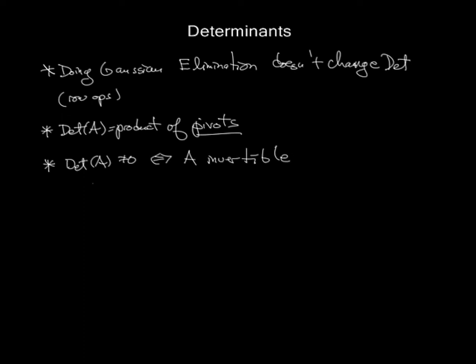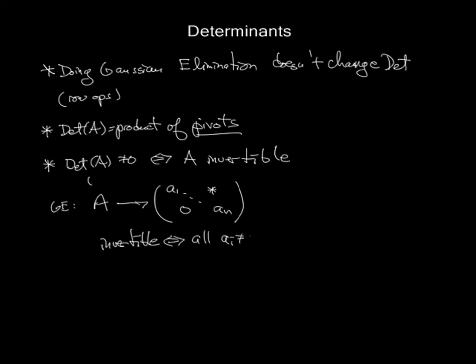And that gives a proof that the determinant is non-zero if and only if the matrix is invertible, because you use Gaussian elimination to reduce it to a triangular matrix without changing its determinant. And we know that this matrix is invertible if and only if all of the ai are not equal to 0, and the determinant is the product of the ai. So there you have it.